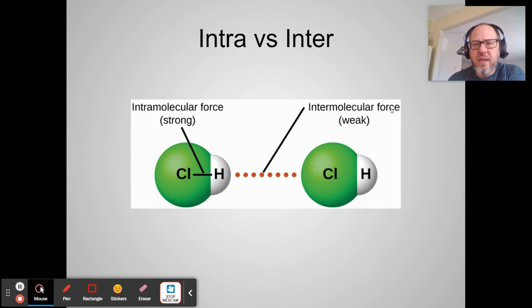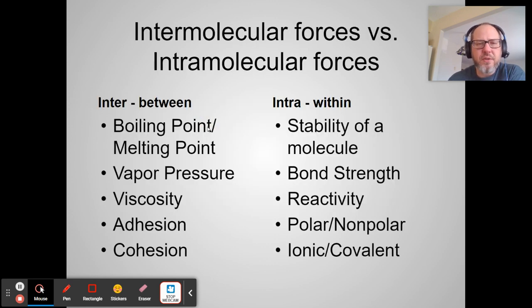These are the forces that deal with physical changes and physical properties, whereas the intramolecular forces are causing properties like the chemical properties of a substance. If we look at those in more detail, the intermolecular forces, the forces between the molecules, are the explanation for the different boiling points, melting points of substances, their vapor pressure, their viscosity, their adhesion and cohesion. And we'll talk about all of those properties specifically.